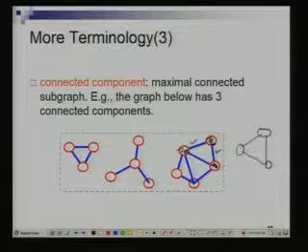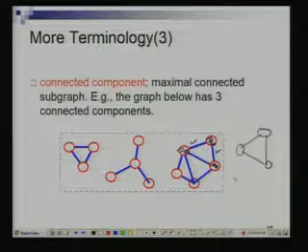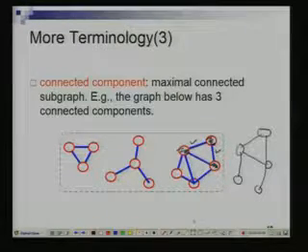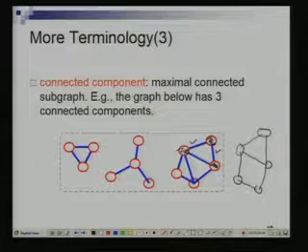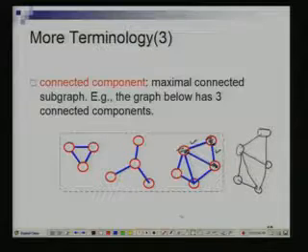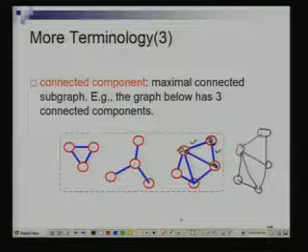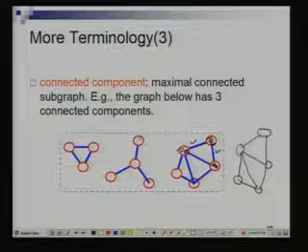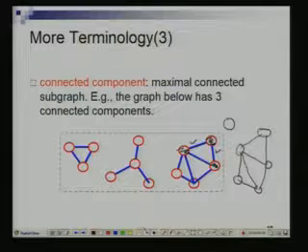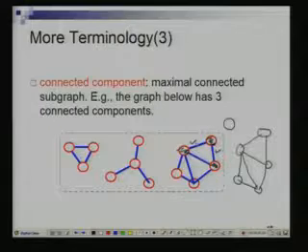So, I can add this edge and it is still connected. I can add this vertex and this edge and it is still connected. I can add this vertex and this edge and it is still connected. I can add this edge, now it is still connected. I can add this edge, now it is still connected. Now, if I add any other vertex or any other edge, suppose I decided to add this vertex, I add this, but it is not connected anymore. So, this is a maximal connected subgraph.